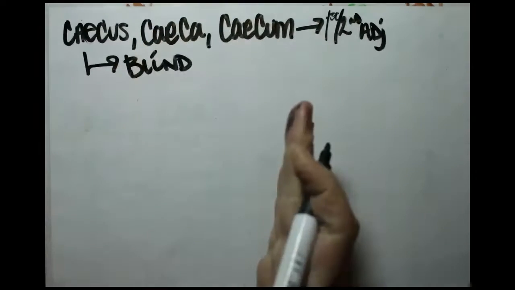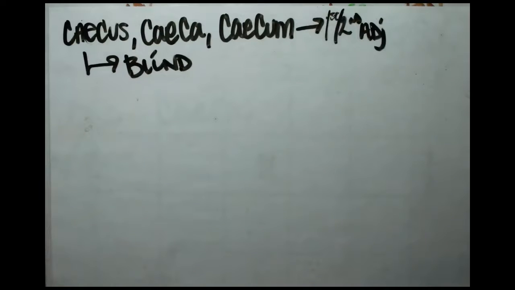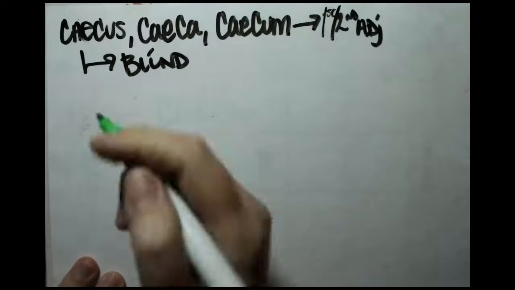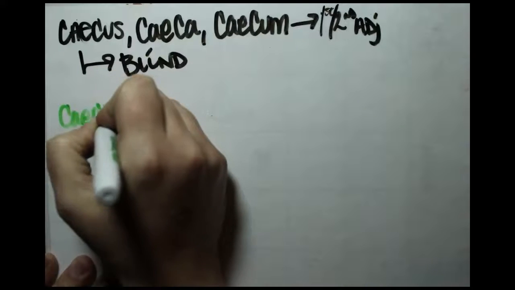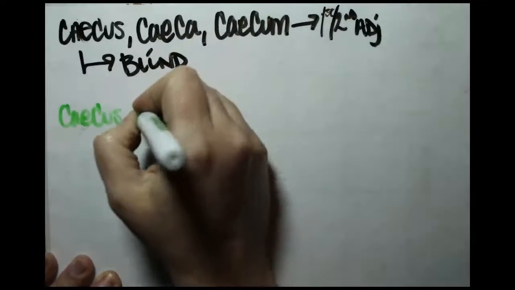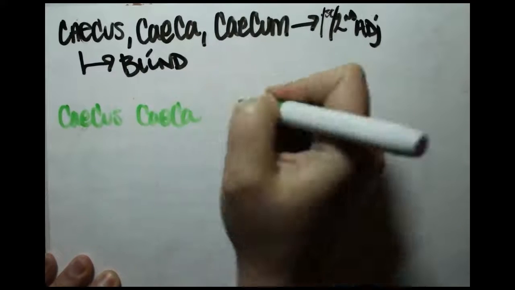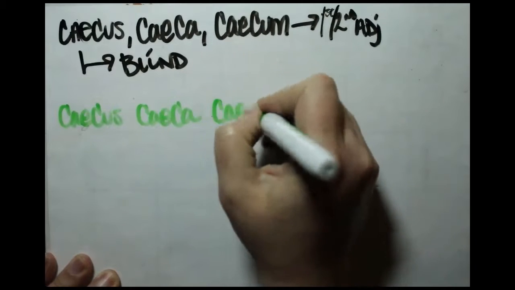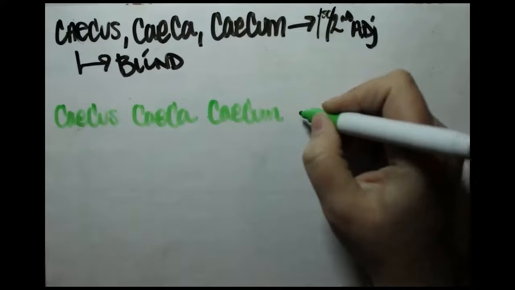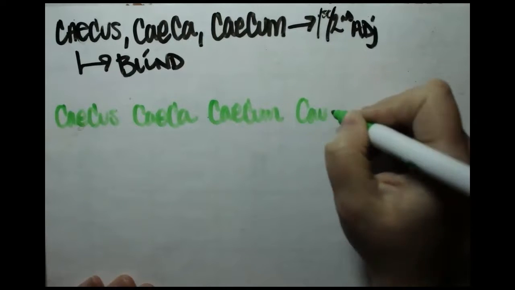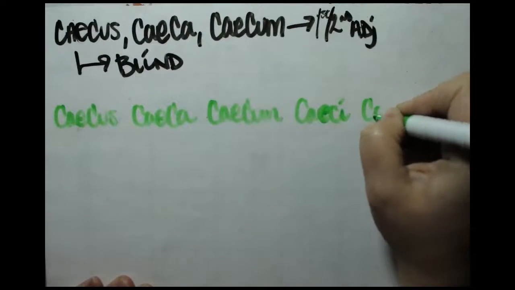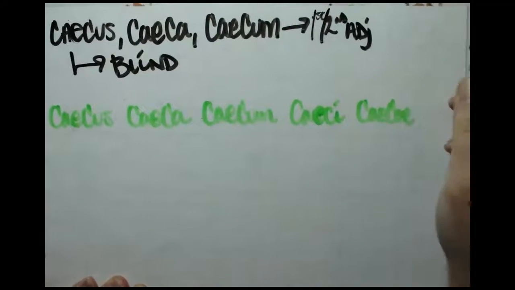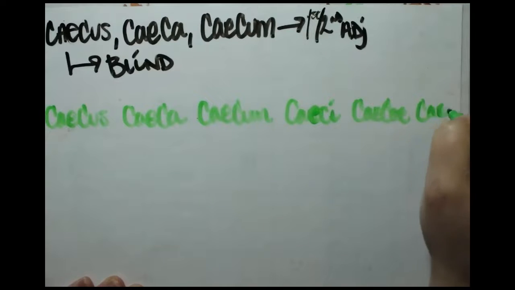All right, so I'm going to have singular on this side, plural on this side, 3 columns, masculine, feminine, and neuter. So we'll start with caecos, the masculine, caecos, feminine, caeca, and the neuter, caecum. In the plural, I keep wanting to put that, there we go, caeci, caecai, and caeca.